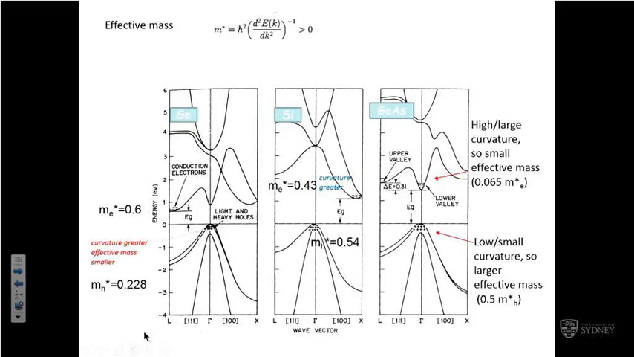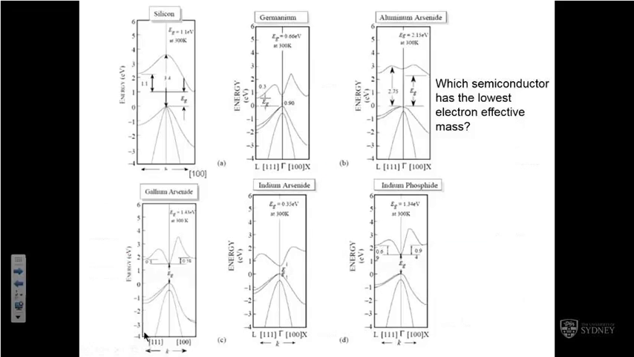Okay, so that's to kind of explain that. Now you can do a little bit of thinking. I'm going to show you some more band structures. If you are given all of these band structures to look at, some of them are direct semiconductors, some of them are indirect semiconductors. Have a little look at it and see if you can identify which would have the lowest electron effective mass.